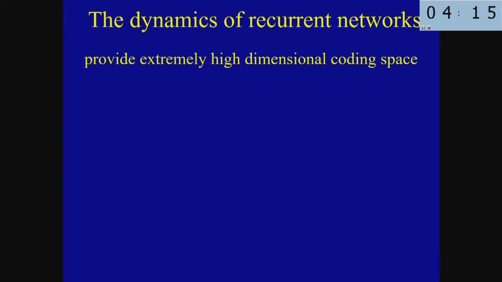So what are the dynamics of these recurrent networks? I have already said they provide an extremely high-dimensional coding space, and given the number of neurons we have and the number of connections among those neurons, some people think the dimensionality of the dynamics that emerge on such a network can be infinite.